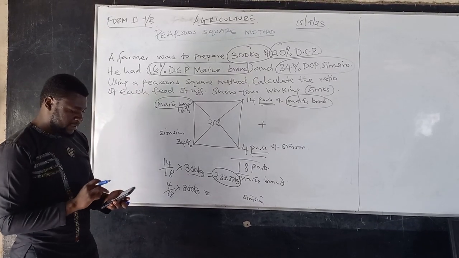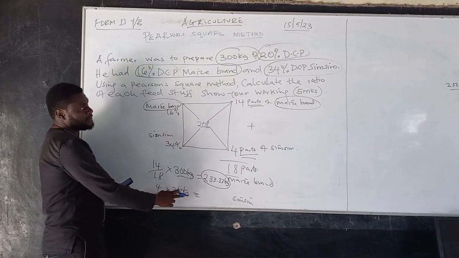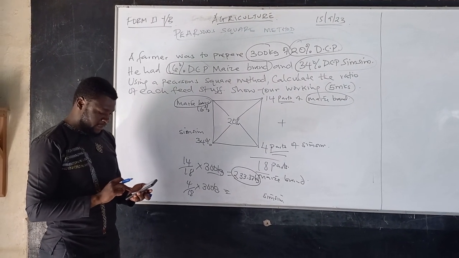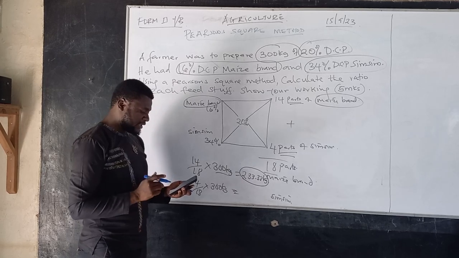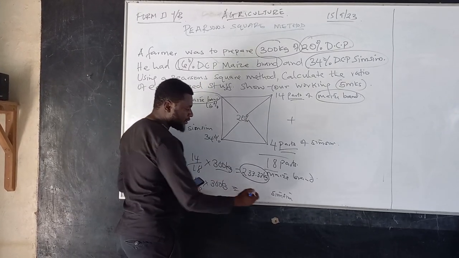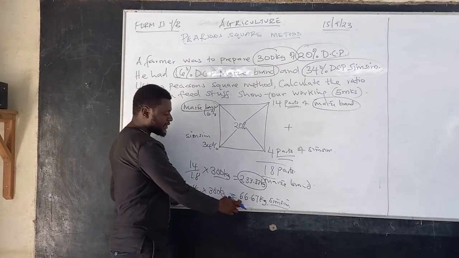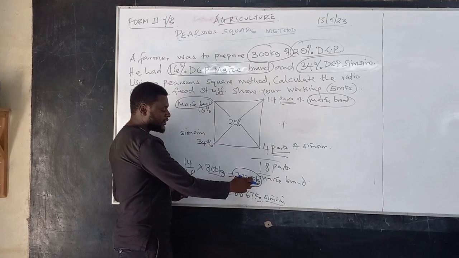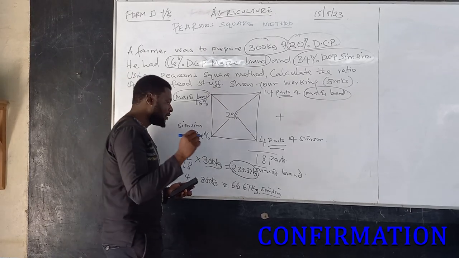Now for the simsim, we have 4 parts of simsim over the total parts, which is 18, times the number of kgs this farmer is supposed to prepare. Therefore, we have 4 divided by 18 times 300 kgs. The number of kgs the farmer requires is 66.67 kgs of simsim, and also 233.33 kgs of maize bran.